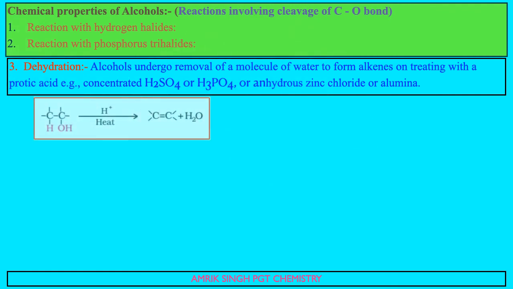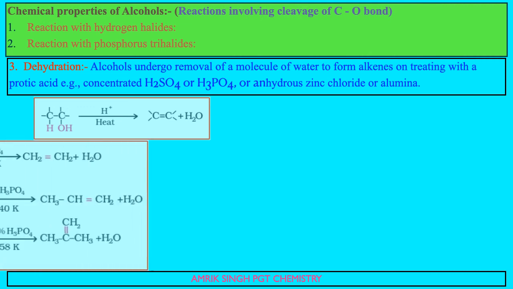This is the rule of organic chemistry: if there is H and OH on adjacent carbon atoms and we heat this molecule, then there will be the elimination of a water molecule, and alkene will form. H will be removed as H positive and OH will be removed as OH negative.